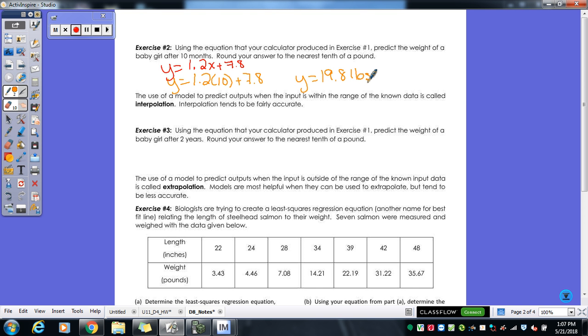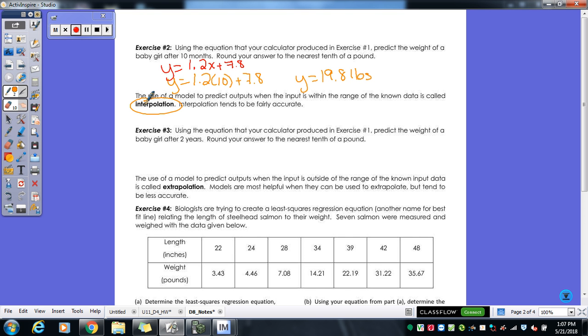So this is the use of a model to predict outputs that are within the range of the data you are provided. For example, 10 months falls in that range because they gave us data from 0 to 15 months. So 10 falls in that range. That's what we call interpolation because it's inside the data. It falls within our range.